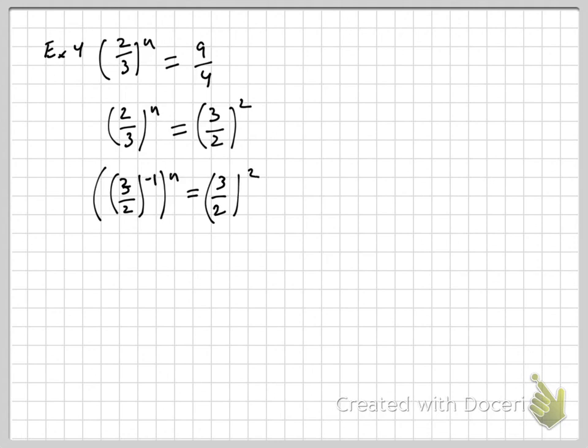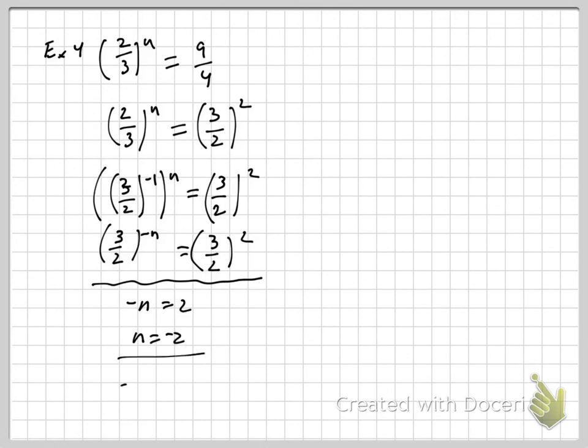Now, am I ready for squiggly line time now? No, I have the third property of exponents to worry about. That's power of a power, so I have to multiply that, and so I get 3/2 to the -n is equal to 3/2 to the second, and now they are the same. Now there's no more properties. Now it's squiggly line time, and so n is equal to -2.